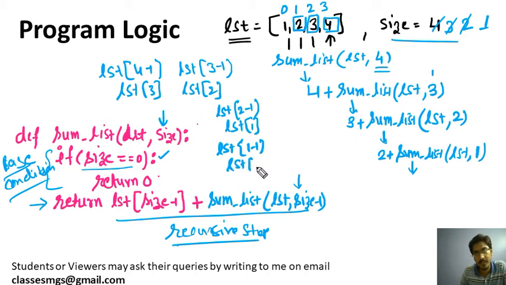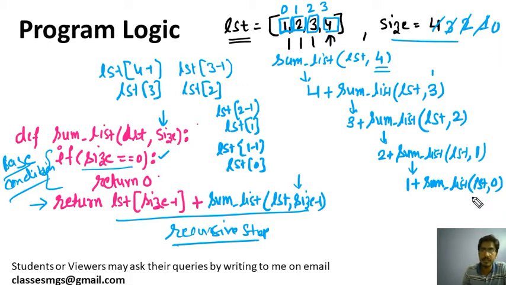lst[1-1], lst[1-1] is what? lst[0]. lst[0] is what? 1. So this time we will have 1 plus sum_list and lst and size minus 1. 1 minus 1 is 0. Size becomes 0. Now this time what happens? This time this condition goes true. This condition size equals to 0 equals to 0, condition true.